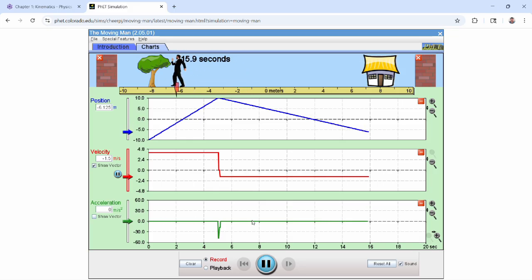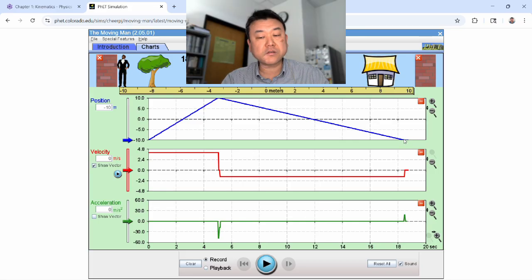And when it comes back to the original point, let me pause the simulation and talk a little bit. Now this also represents zero average velocity motion, because his overall displacement over the whole 18.5 seconds, this is 19, so 18.5 seconds or so, he came back to the same point. So it's a zero displacement, so zero average velocity motion.